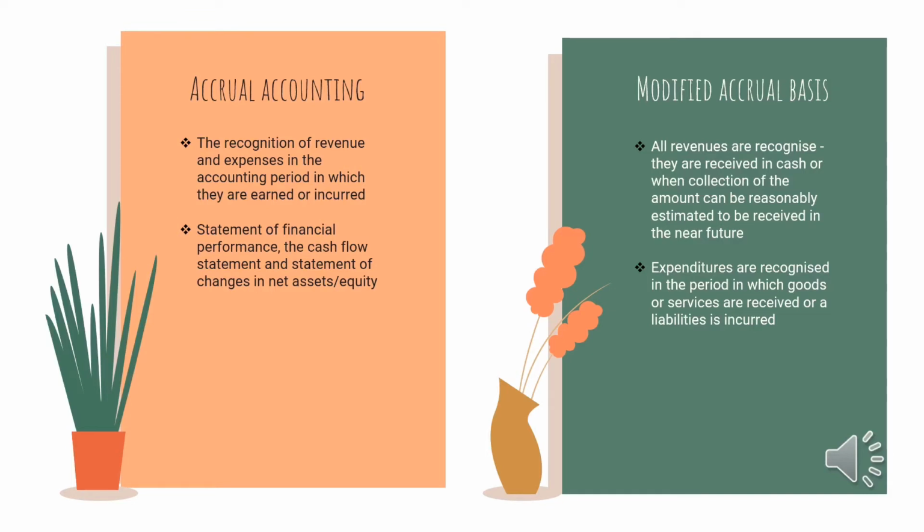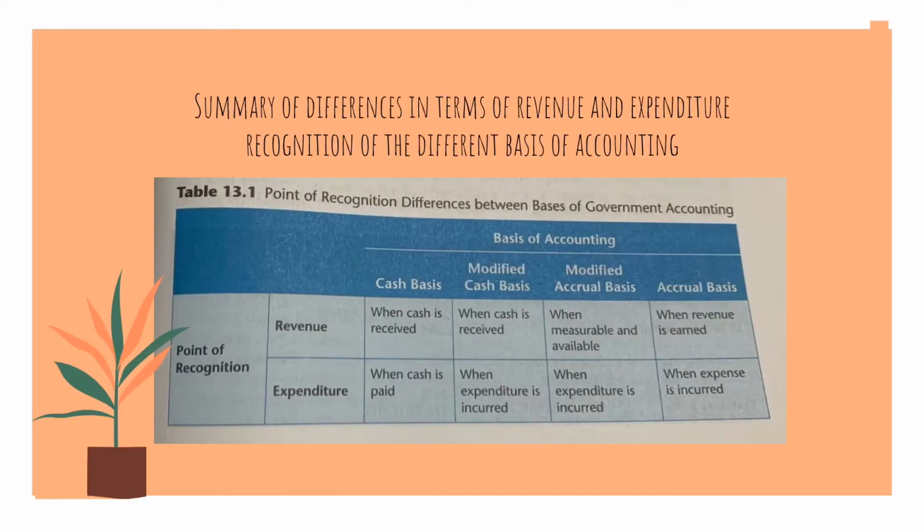Next is modified accrual basis, where all revenues are recognized when they are received in cash or when collection of the amount can be reasonably estimated to be received in the near future, while expenditures are recognized in the period in which goods or services are received or liabilities are incurred.